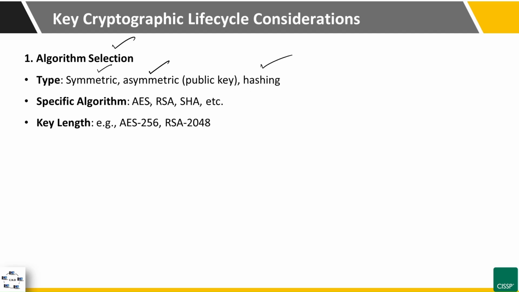Some cryptographic algorithm examples are AES, which is a symmetric algorithm, RSA, which is asymmetric, and SHA, which is an example of hashing. Another thing that is used, as I already told in previous slides, is the key length. For example, AES-256 means that we have a key length of 256 bits. RSA-2048 means that we are using a key length of 2048 bits. So these are important considerations when selecting cryptography.